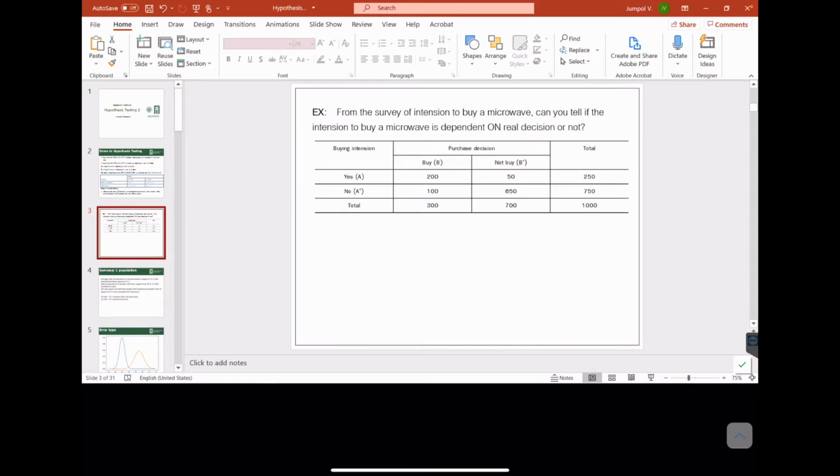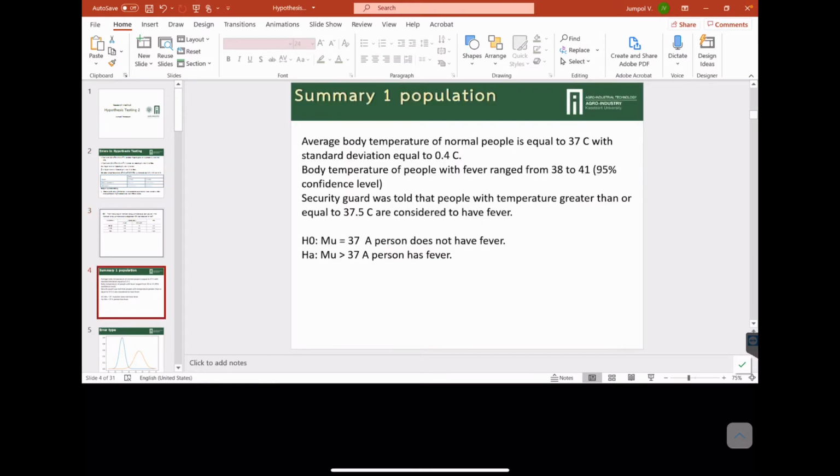Okay, we're gonna skip this example for now. Go to the next one. Okay, this is the example, error types. Okay, let's see.